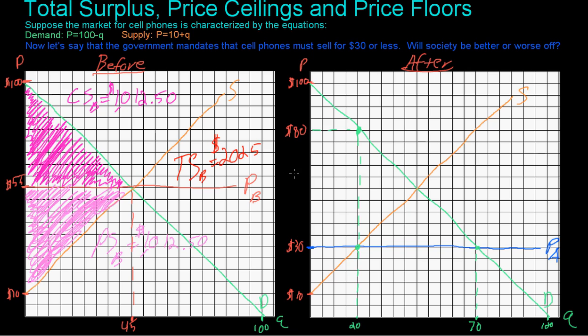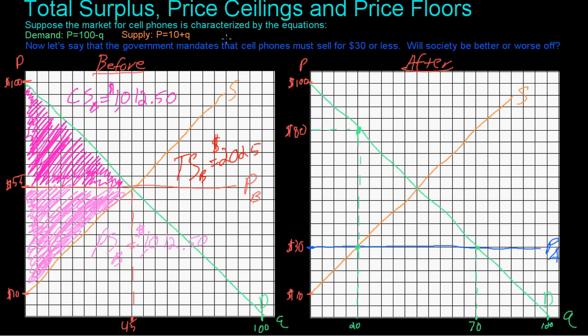So in this video we're going to talk about total surplus, price ceilings, and price floors. We've talked about total surplus before, we've talked about price ceilings before, and we've talked about price floors before, but we haven't talked about all three together. So we're going to start off by building a situation that we're going to analyze.